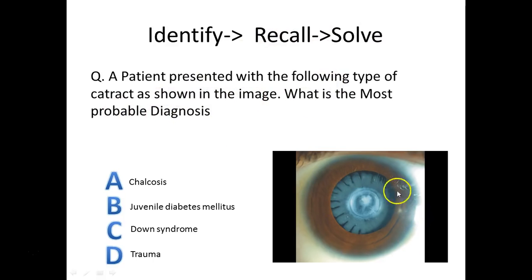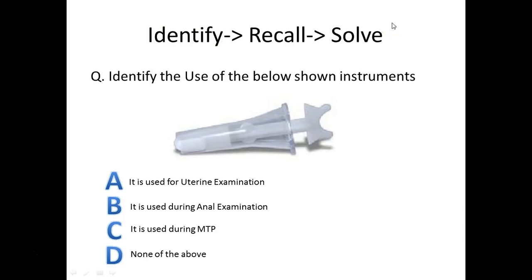Now you see this image, and if you don't identify that it is a sunflower cataract, you will not be able to even think what kind of answer to give. So the first step is identifying that this is a sunflower cataract, then recalling the causes of sunflower cataract, and then finding the answer. So identify, recall and solve. Let's look at another example. Identify the use of the below instrument.